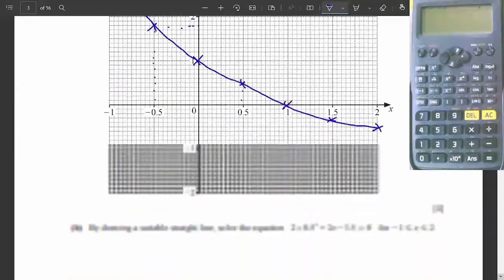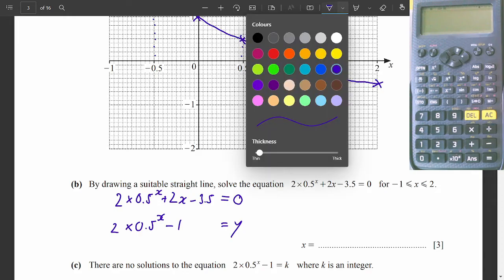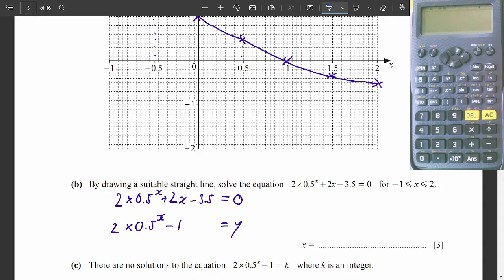So I'm going to write that down just underneath here. So we have 2 times 0.5 to the power x minus 1, and that's equal to y. Okay, so how do we get from the one to the other one? How do we get from this graph to that graph? This is important. Okay, first of all, we need to get rid of this 2x.